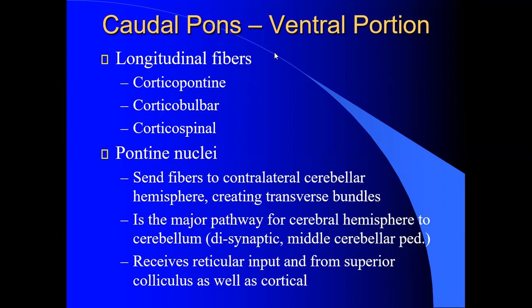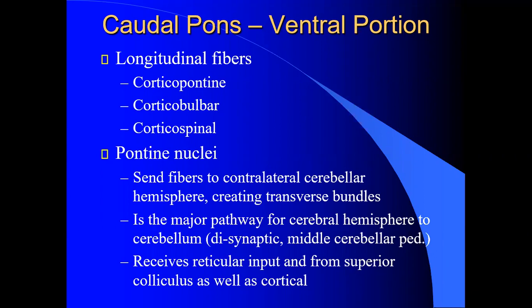And here come the pontine nuclei. So what do the pontine nuclei do? We looked at them on that axial Nissl stain. They send the fibers to the contralateral cerebellar hemisphere. And those are the transverse bundles that we see in basis pontis. The pontine nuclei are the major pathway for the cerebral hemispheres to enter and access the cerebellum.